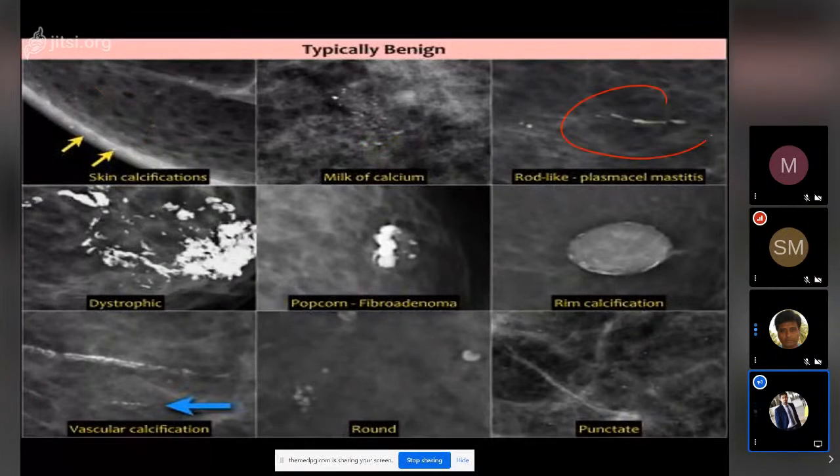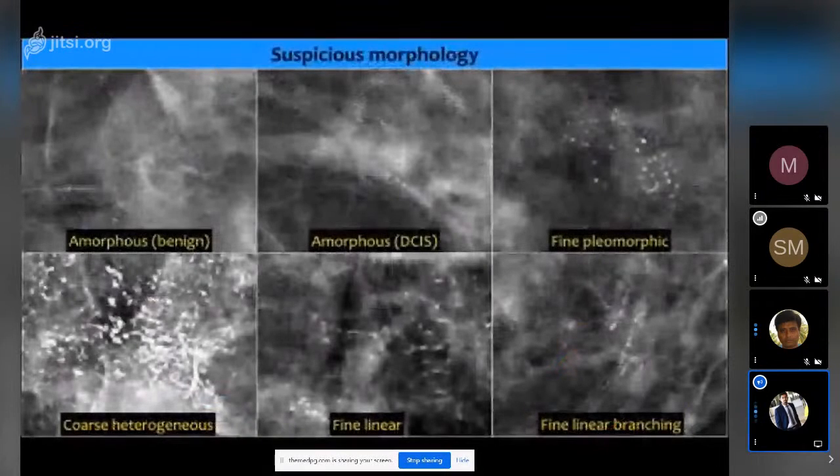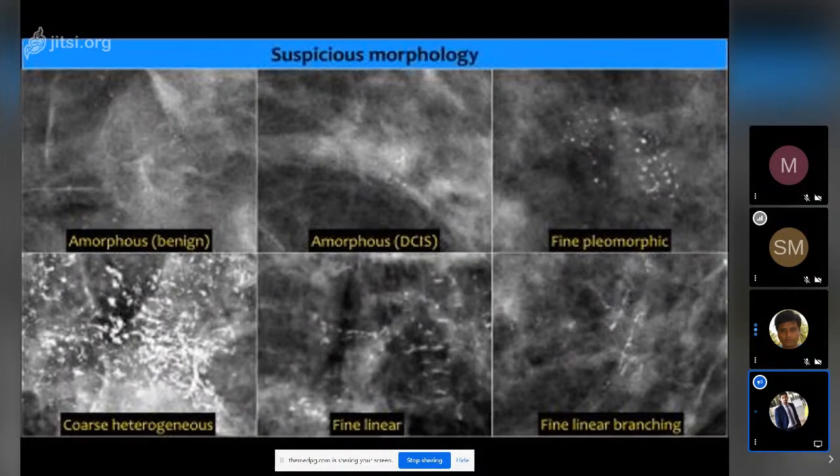Then we have the rod-like calcification, dystrophic calcification, and the popcorn calcification seen in fibroadenoma, rim calcification, again post hematoma. Vascular calcification is what we see here, as well as rounded calcification and punctate calcification. These are the different types of calcification that we see. Also, we need to know that whenever there is amorphous calcification, fine pleomorphic calcification, or coarse heterogeneous calcification, these are the terms: fine, amorphous, coarse. When we see these, think of malignancy.